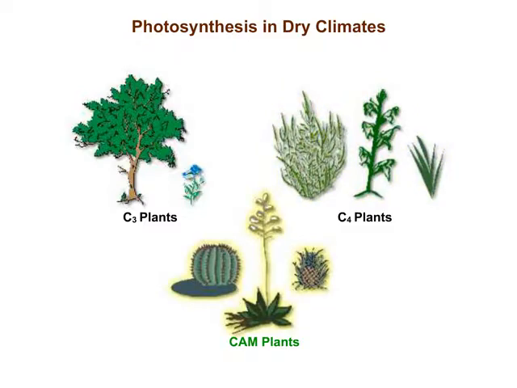CAM plants adapt to harsh conditions by storing carbon dioxide in organic acids during the night and releasing it during the day. The CAM pathway is the slowest and most inefficient in converting the sun's energy into glucose. However, it is the most water-efficient of the 3 types of photosynthesis. Thus, it is most often found in desert plants.